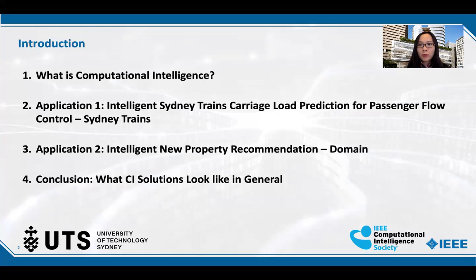This presentation will be in 4 parts. First, I will introduce what computational intelligence is, and then I will give you 2 applications as examples to show you how CI helps with business. The first one is from Sydney Trains, from the transportation industry, and the second one is from Domain, from the real estate industry. And finally, I will come to the conclusion and show you what CI solutions look like in general.